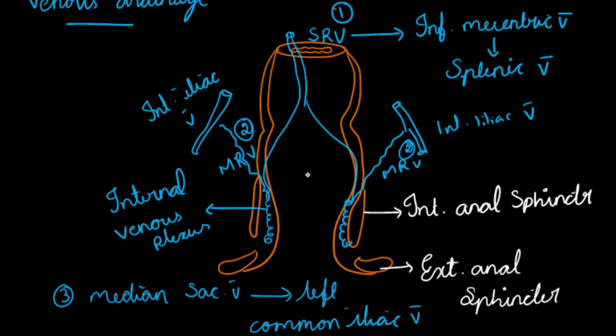One is superior rectal vein, which is arising from the internal venous plexus, and the superior rectal vein drains into inferior mesenteric vein, that drains into the splenic vein. And then comes the second major venous drainage, that is middle rectal vein, which is draining directly into the internal iliac vein. And at last it is median sacral vein, which is draining directly into the left common iliac vein.